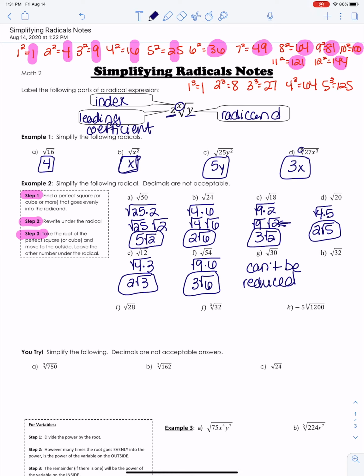Okay, so for H, for 32, the biggest one of those highlighted numbers that's going to go into it is 16. 16 times 2. The square root of 16 is 4, and 2 stays under the radical.